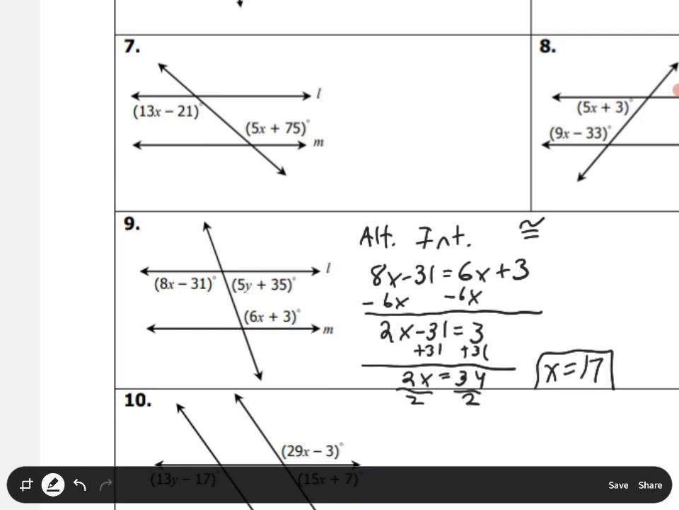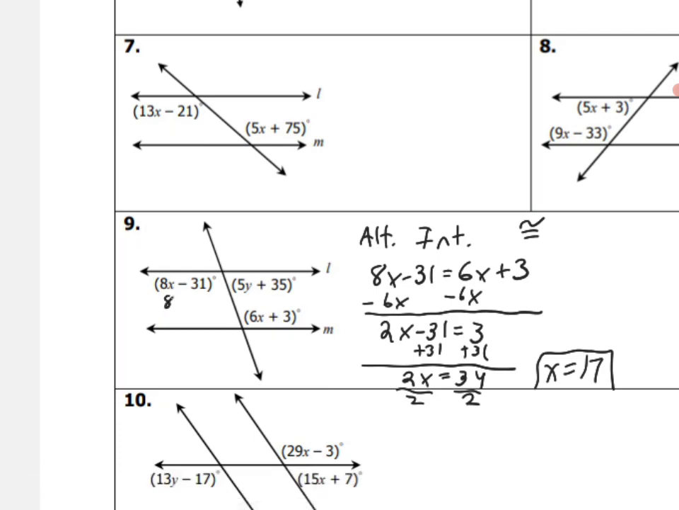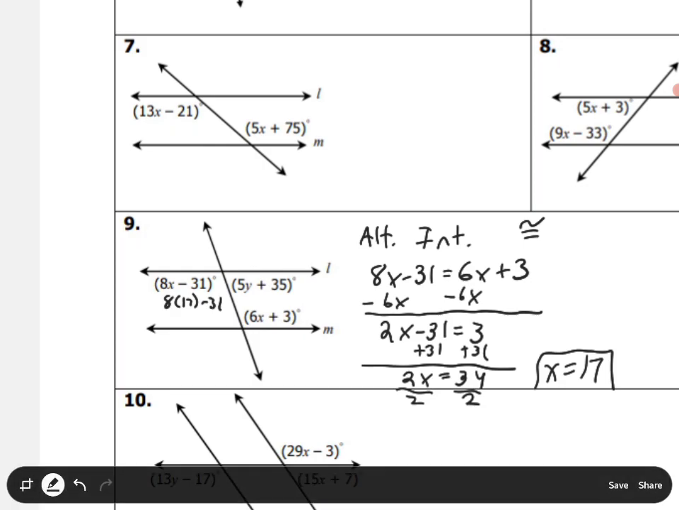So there's two different ways you could do this. I'm going to use linear pair. You could have also used same side interior, but basically what you're going to do is plug in the 17 to find out what these angles are going to be. So 8 times 17 minus 31.